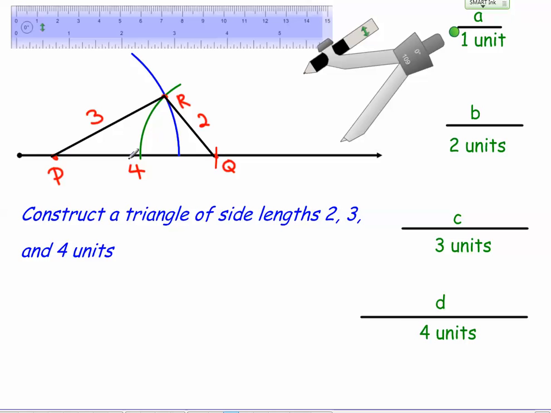So again, you start with the longest side. You draw an arc that copies the 3-segment length here. Draw an arc that copies the 2-segment length here, and the point of intersection is where I want to make my triangle. And then we just use our straight edge to connect RQ and RP. And then we have our triangle.